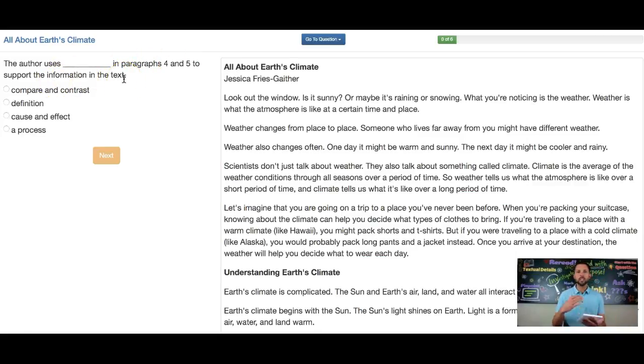So how is the information in the text supported? Does the writer use compare and contrast? Does the writer use definition? Does the writer use cause and effect, or does the writer provide a process? So let's take a look. Scientists don't just talk about weather. They also talk about something called climate. Climate is the average of the weather conditions through all seasons over a period of time. That sounds like a definition to me.